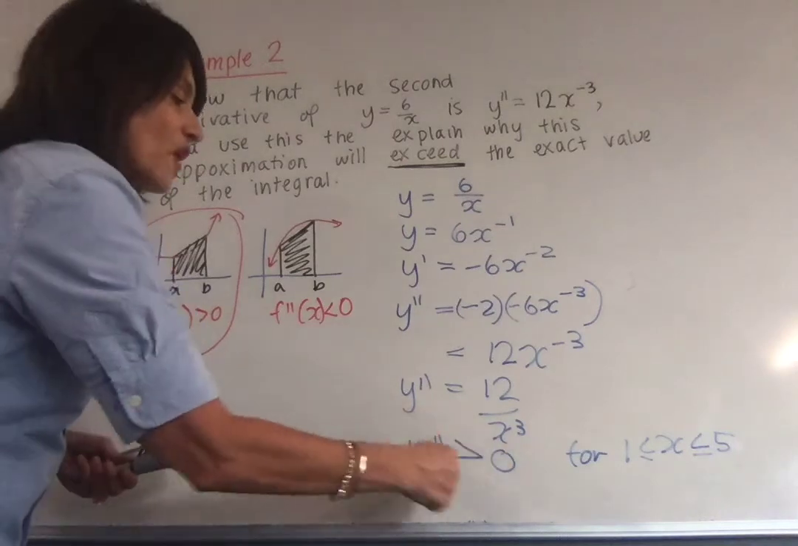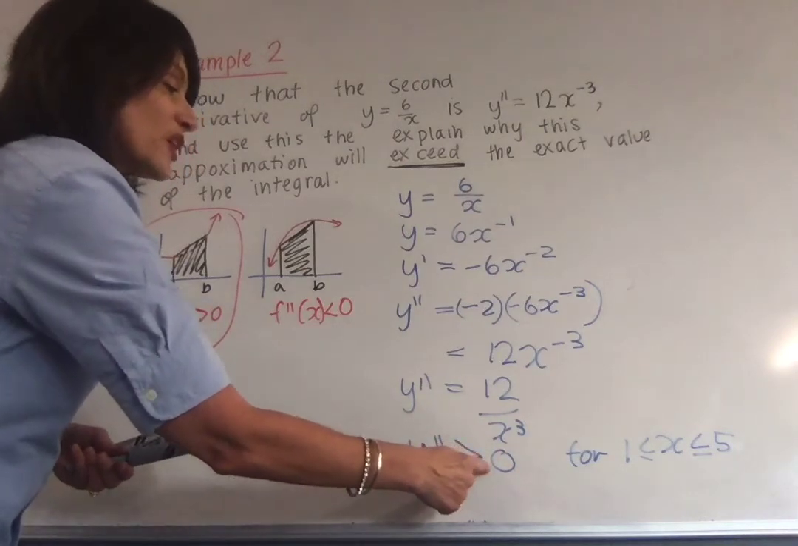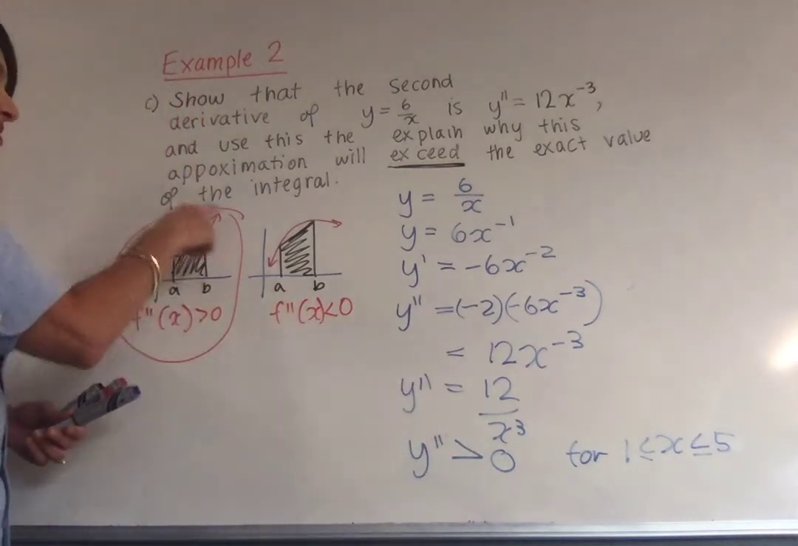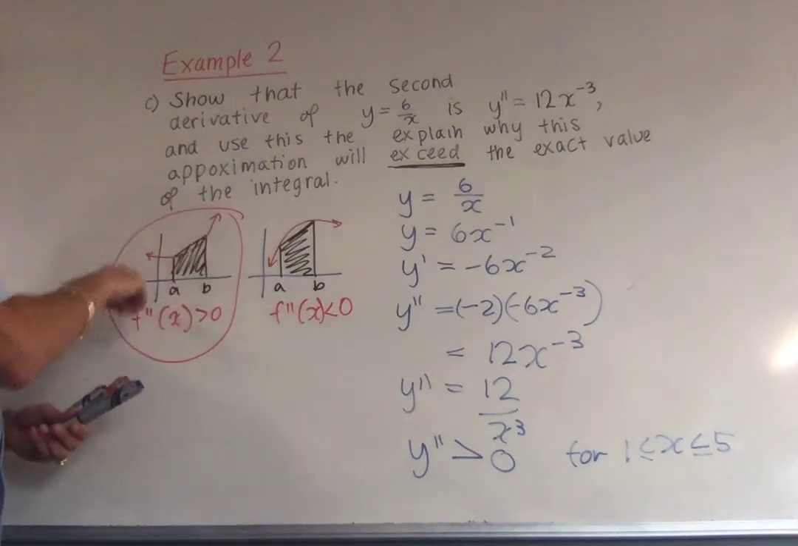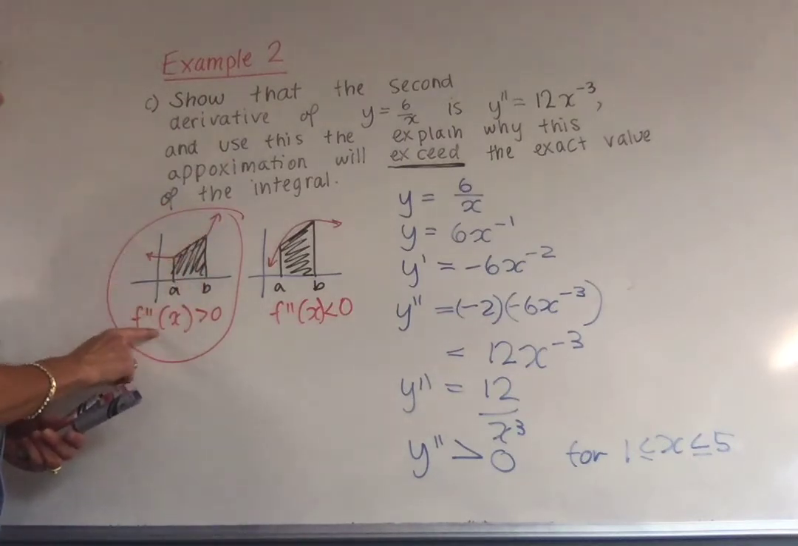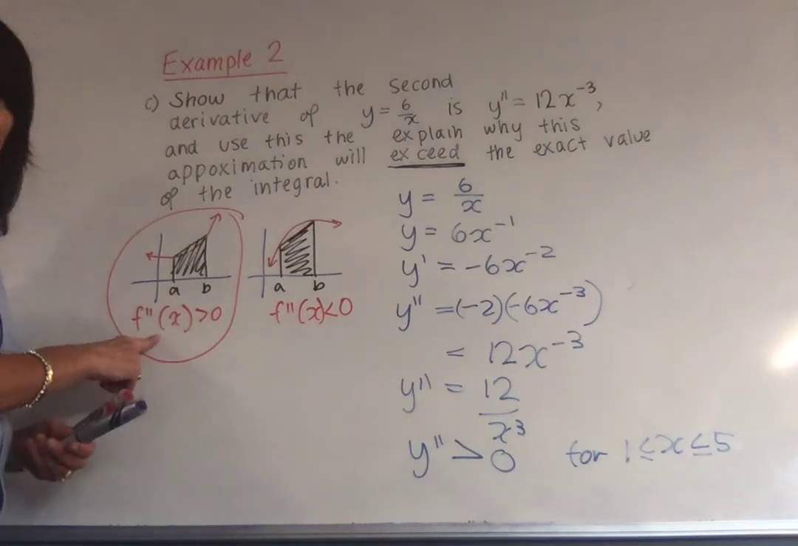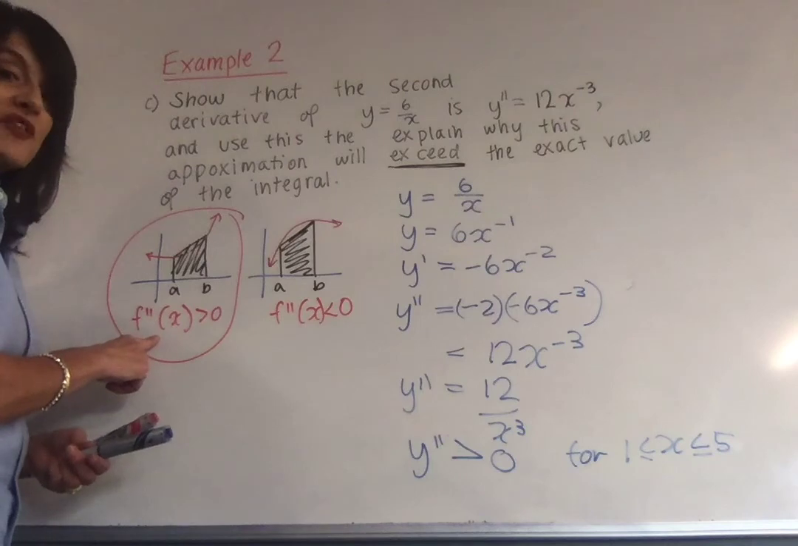So if our second derivative is always going to be greater than 0, that's this scenario here, and therefore our trapezoidal rule will exceed the exact answer that we would get if we were to apply methods of integration.